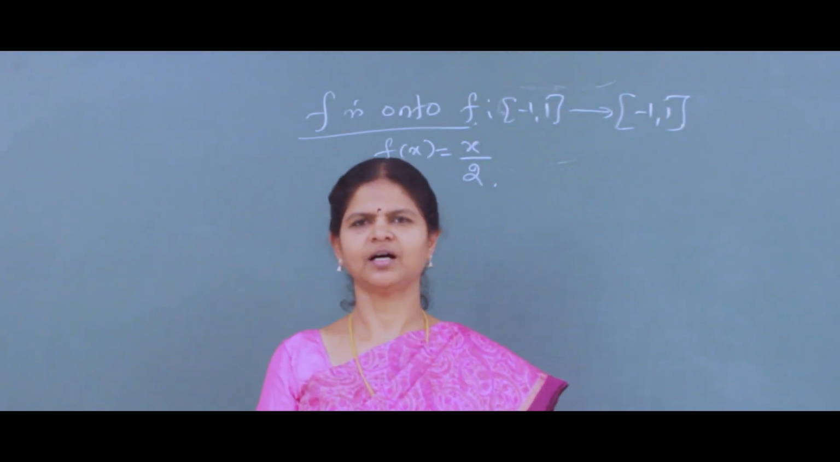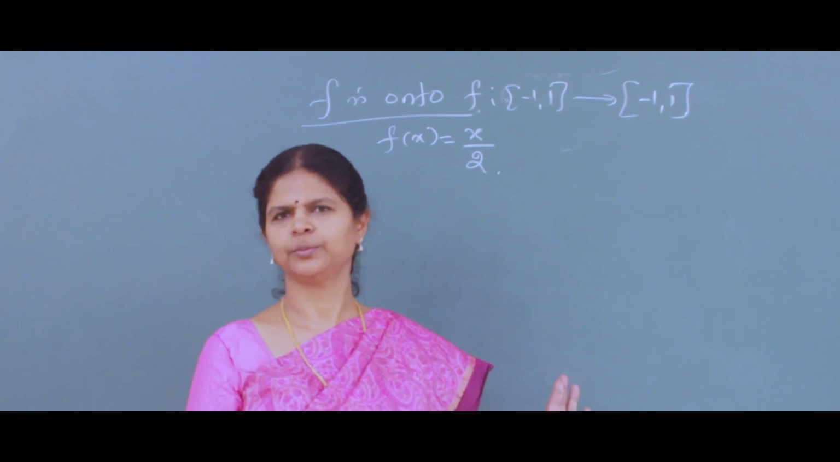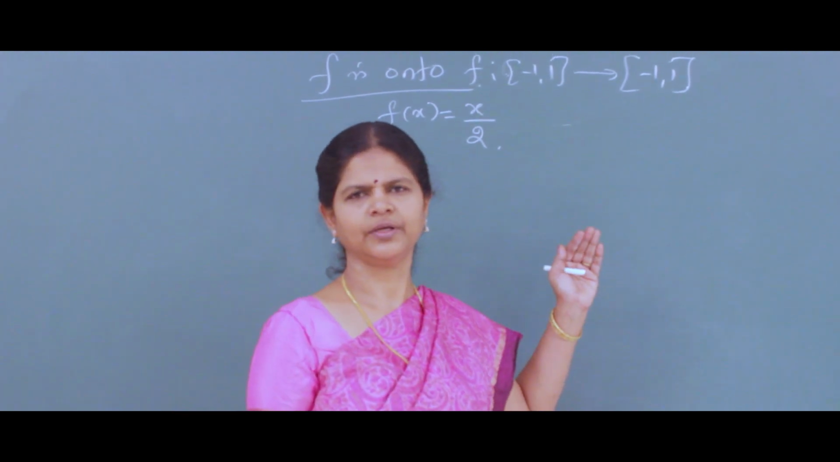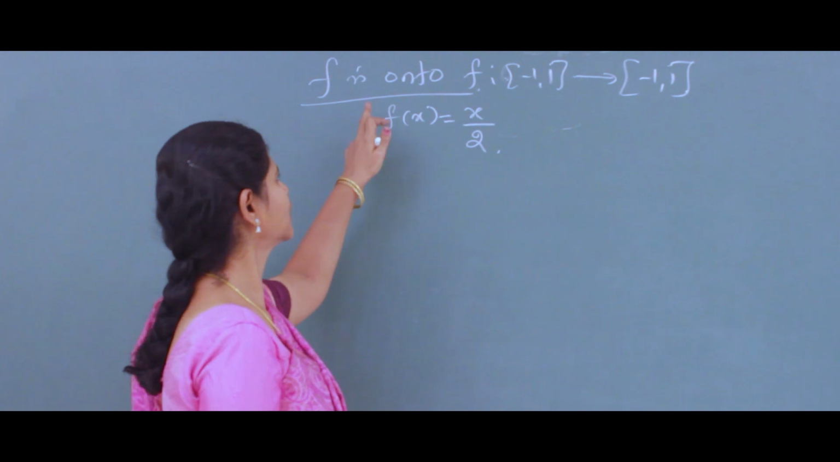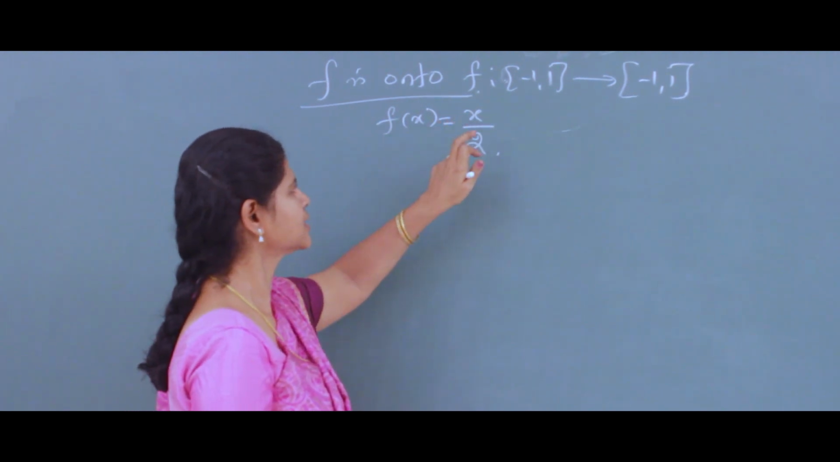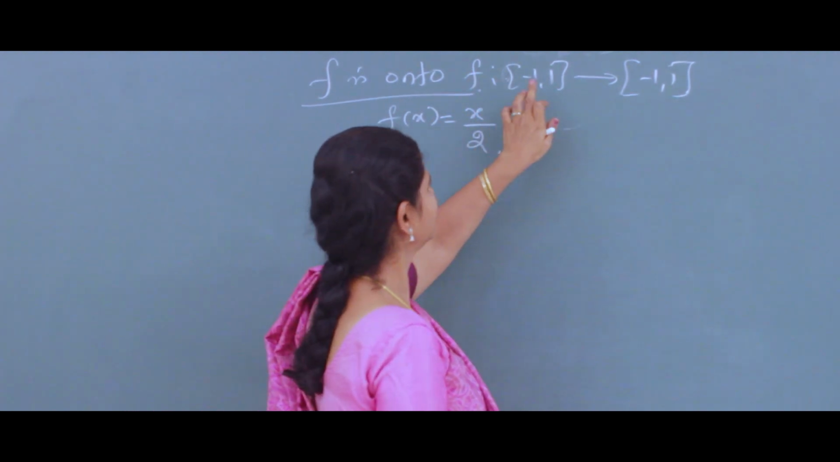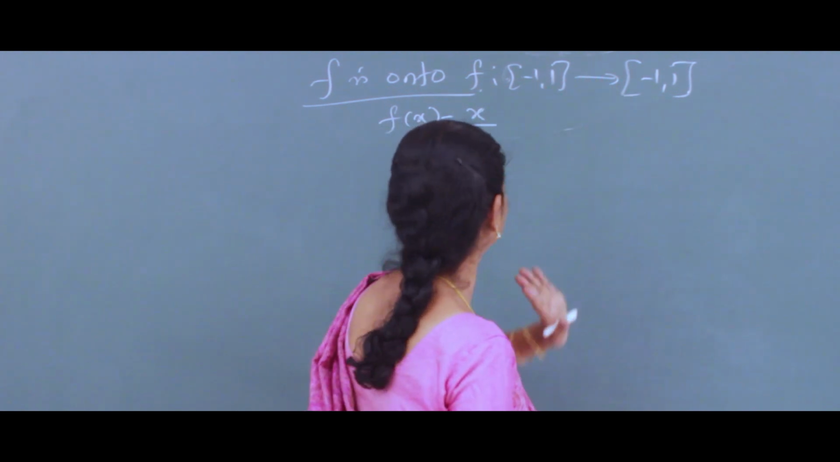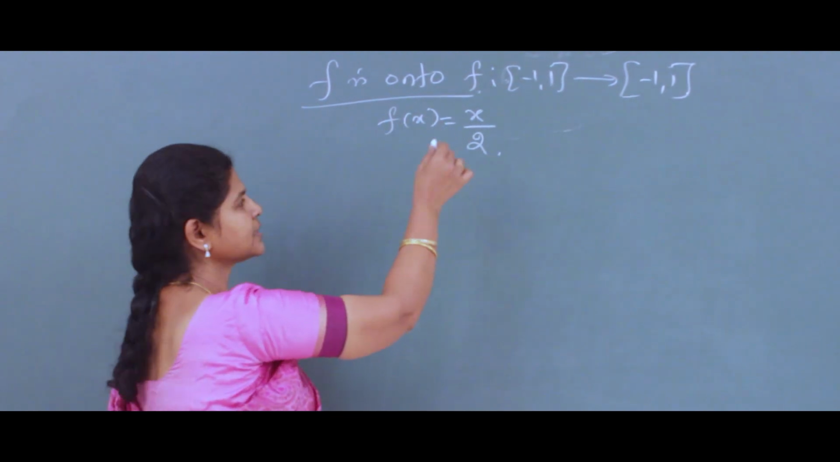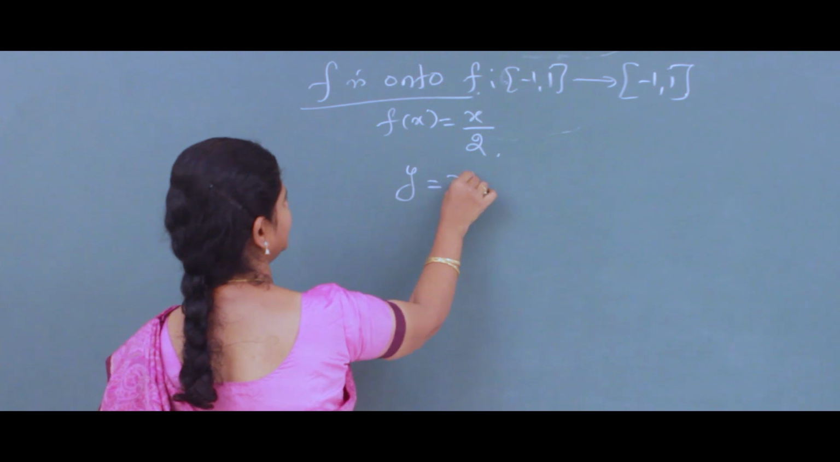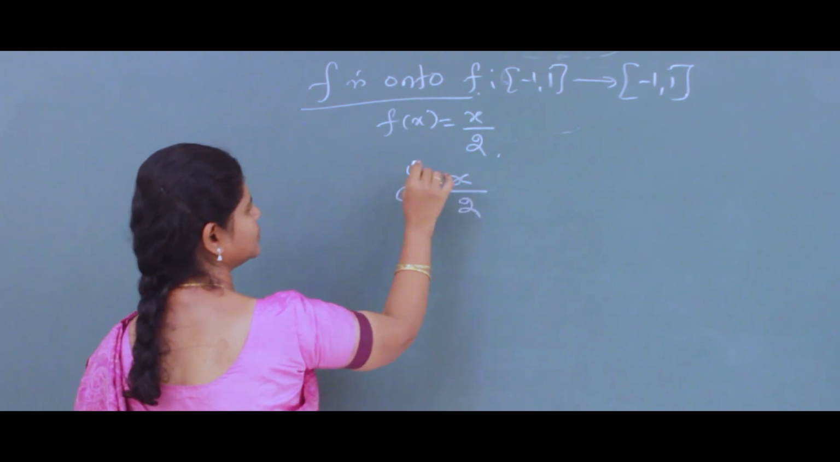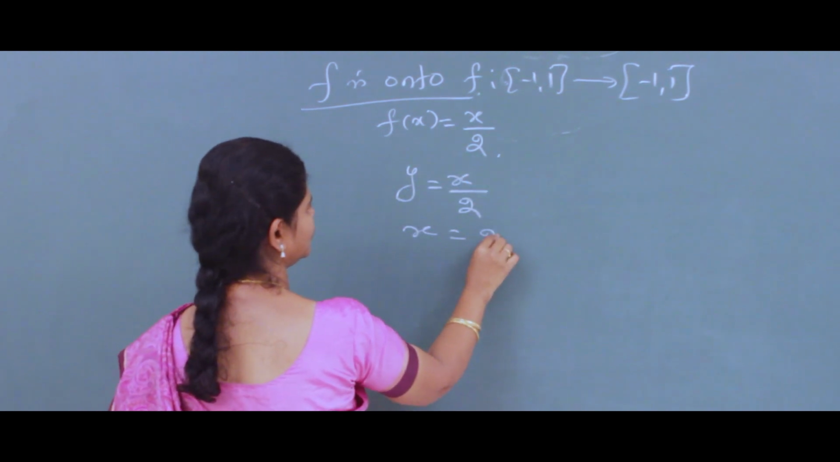Next, now we are going to prove f is onto. 1 to 1 has been proved. So to prove f is onto, what is the condition given? f of x equal to x by 2, f is a mapping from minus 1 to 1 to minus 1 to 1. So you take y is equal to x by 2. So write x in terms of y. x is equal to 2y.